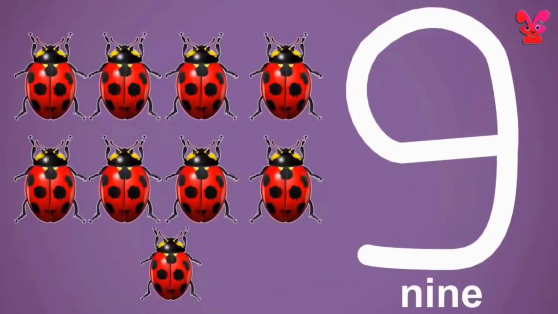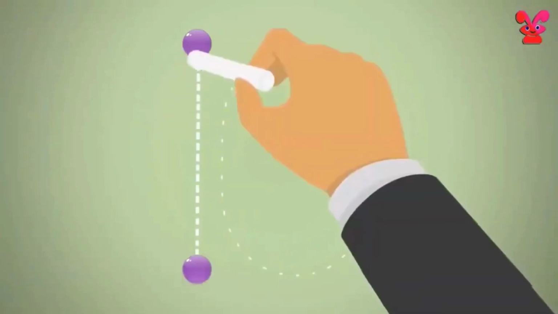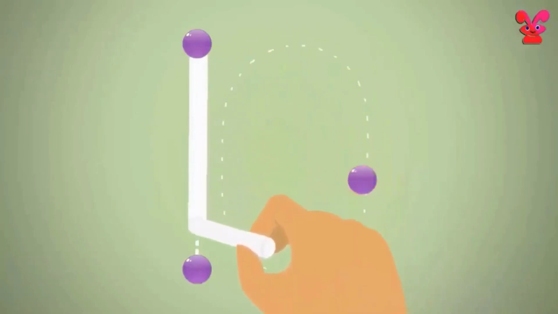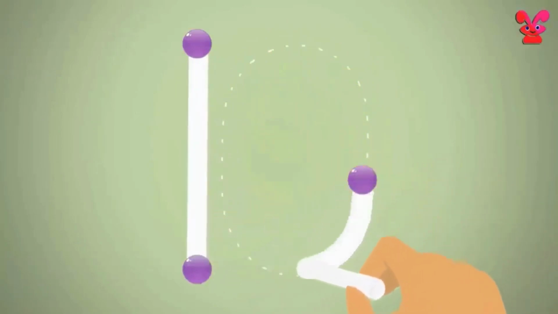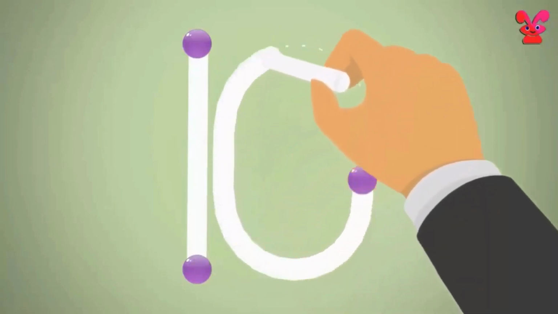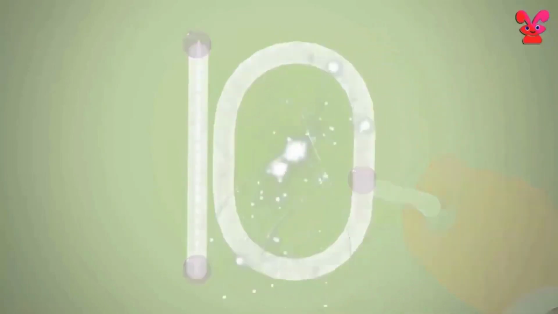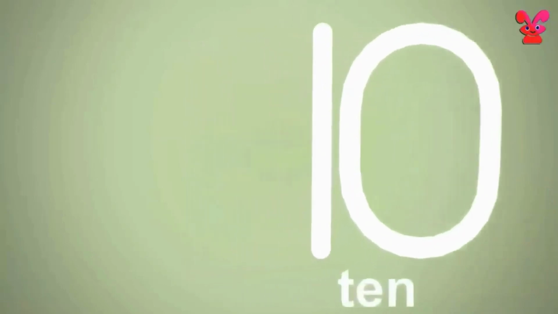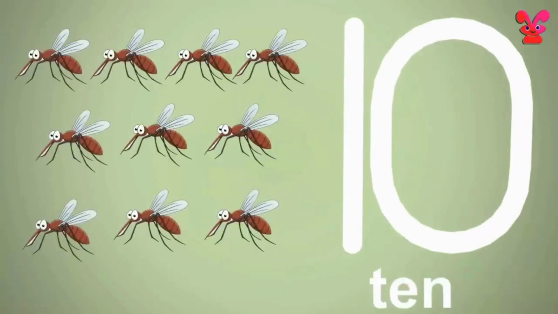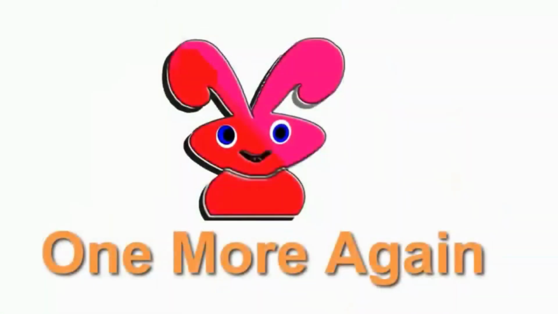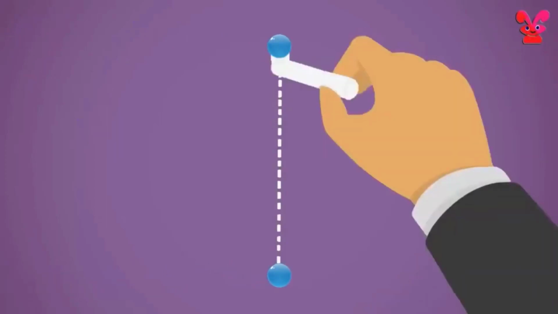9 bugs. 10. Follow the dots to write the number. 10 mosquitoes. 1. Follow the dots to write the number.